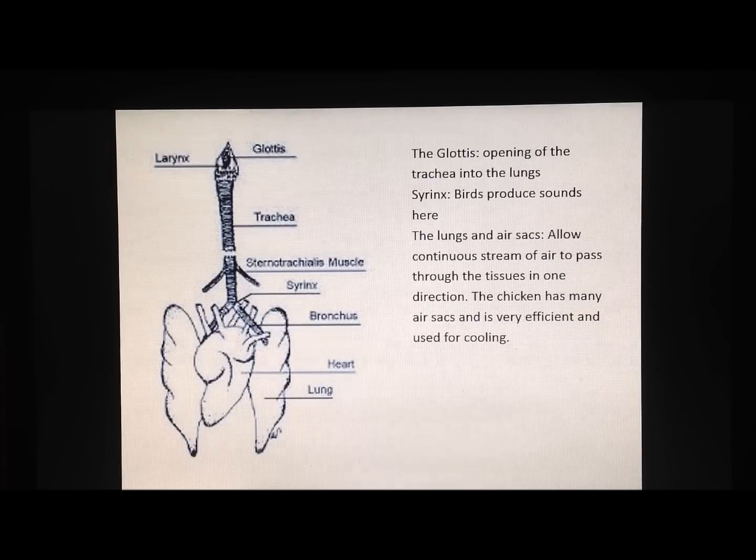The chicken has many air sacs and is very efficient, and since the chicken cannot perspire, the chicken pants, and so the respiratory system is used for cooling.